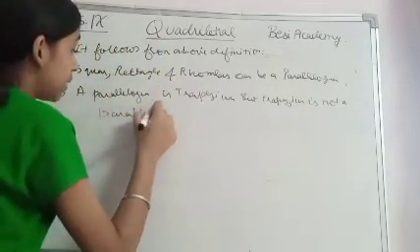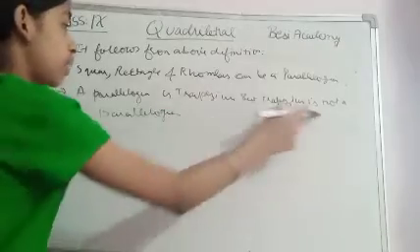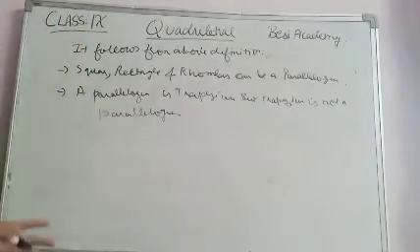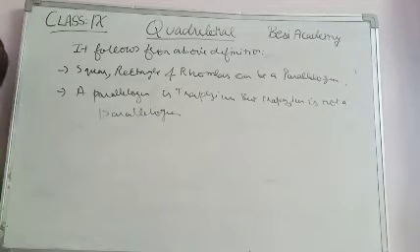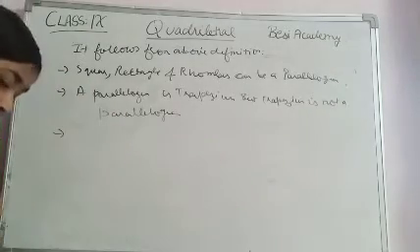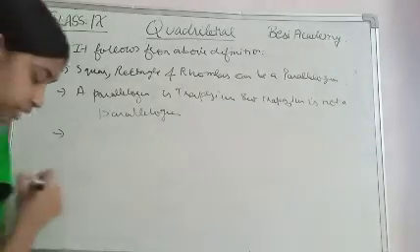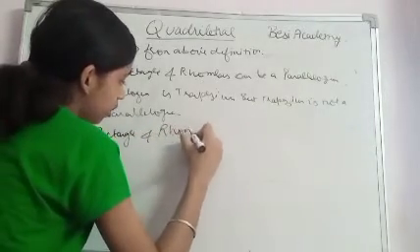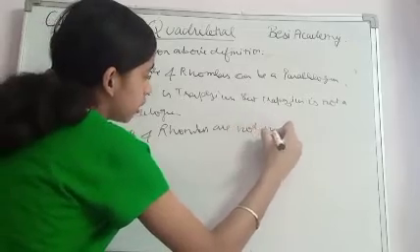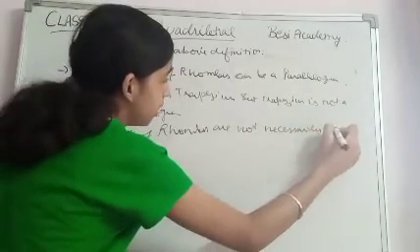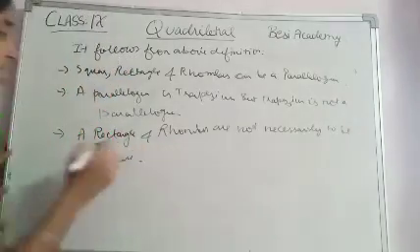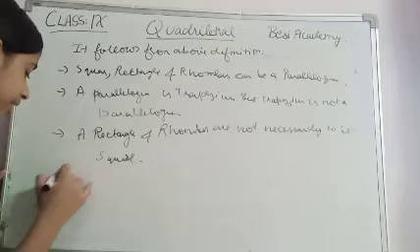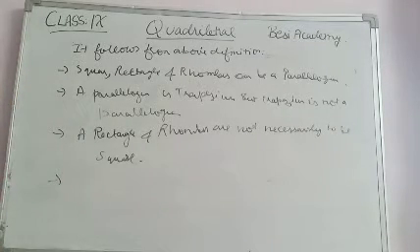It's an important thing that a trapezium cannot be a parallelogram, but a parallelogram can be a trapezium since it has a pair of parallel sides. A rectangle and rhombus are not necessarily a square. एक rectangle और rhombus को जरूरी नहीं है कि वो एक square ही रहे, ठीक है? अगर rectangle के सारे sides equal हो जाए और rhombus के सारे angles 90 degree हो जाए, तो हम कह सकते हैं वो एक square है.